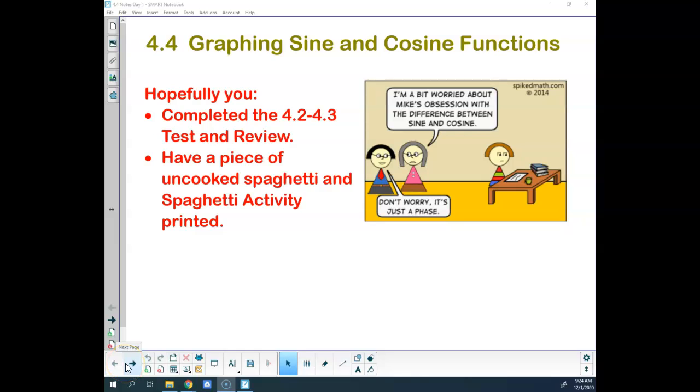So today we are going to start our next section out of chapter 4. It's going to be section 4.4, graphing sine and cosine functions.